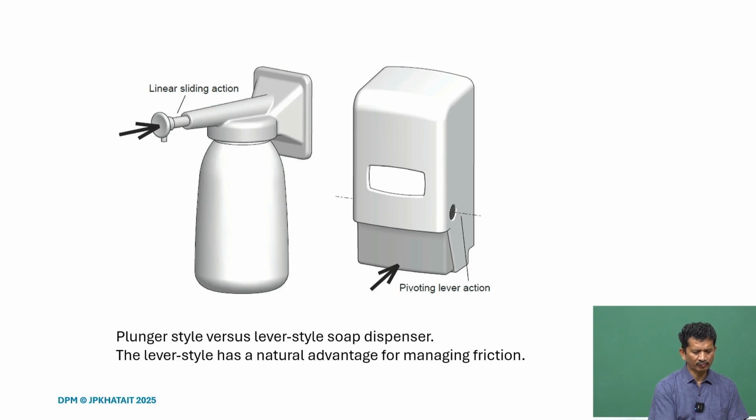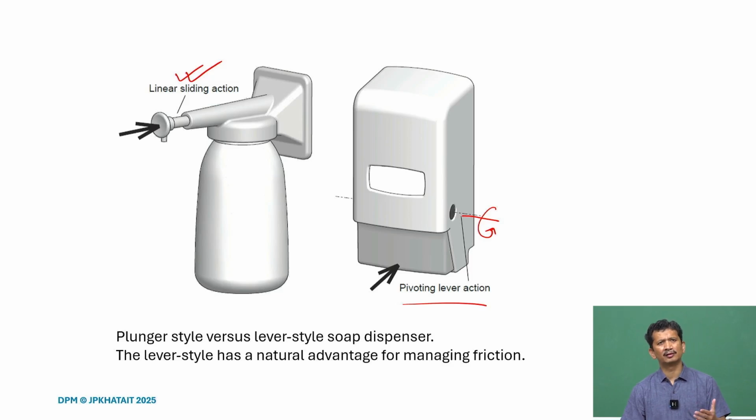So, some more examples. Here is an example of linear sliding action, and here is the pivoting lever action. We know that even for a simple soap dispenser, if you are designing it, which one is better to use? We may have encountered this kind of issue when using such a dispenser at home, in shopping malls, or in public places.